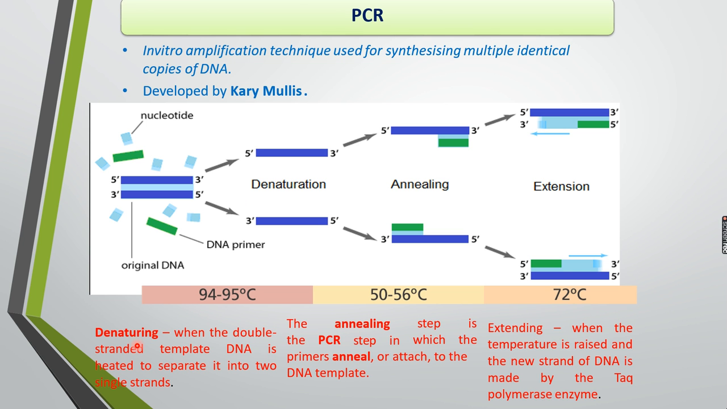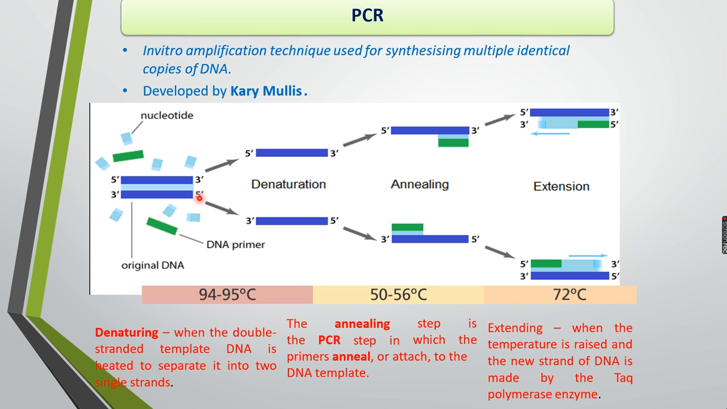The three steps are denaturation, annealing, and extension. What are the 3 steps in PCR test? Denaturation, annealing, and extension. Here you can see this is a double stranded DNA. Its polarity is determined by 5' to 3', 3' to 5'.